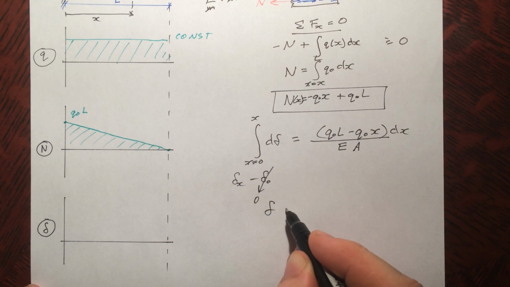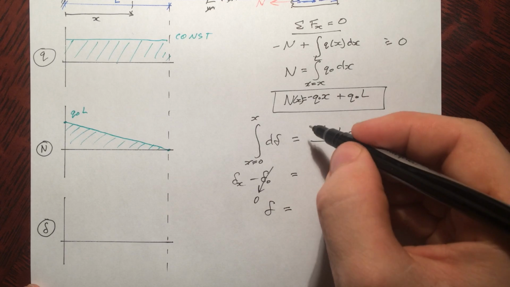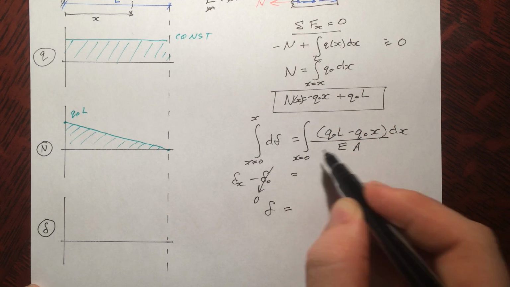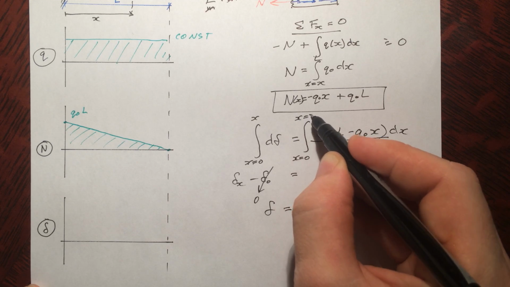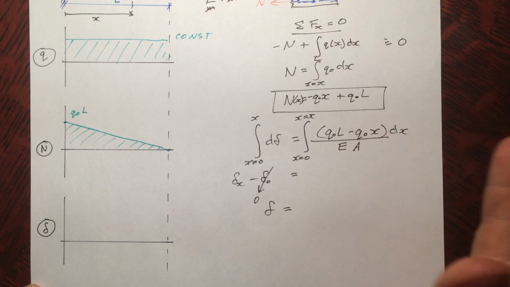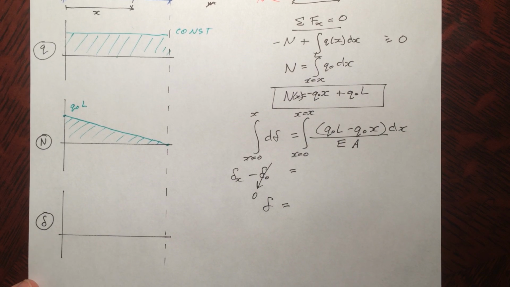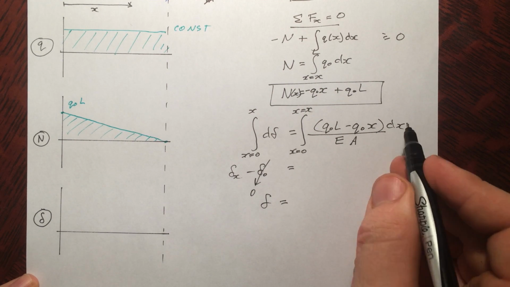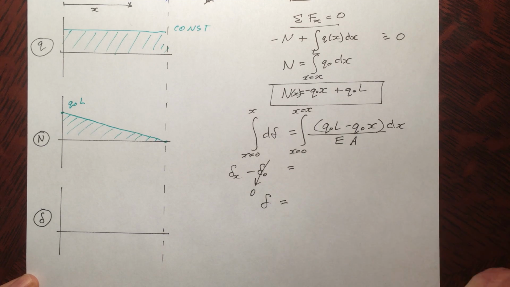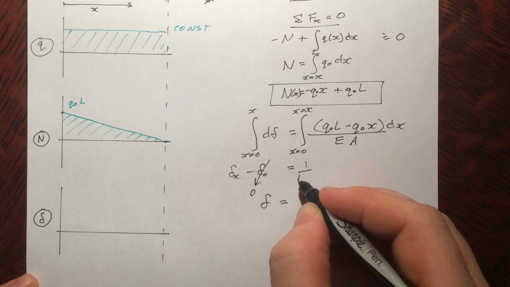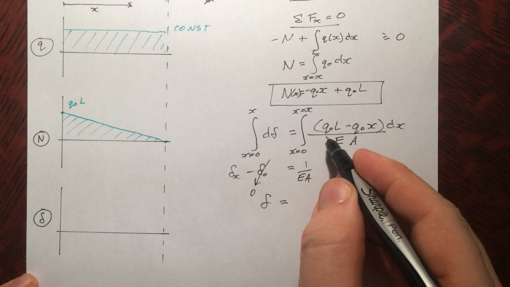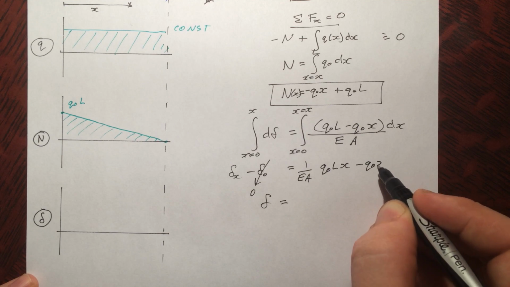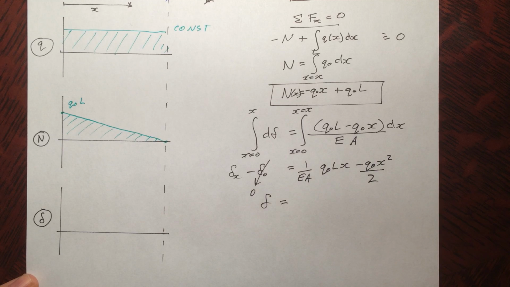Delta equals. Now, how to integrate this side? Going from x equals 0 to x equals x. So really that's just an indefinite integral. E and A are constant regardless of what x is. That means we can take it out, if you remember your rules of calculus: 1 over EA. We integrate this, and it becomes q naught Lx minus q naught x squared over 2.